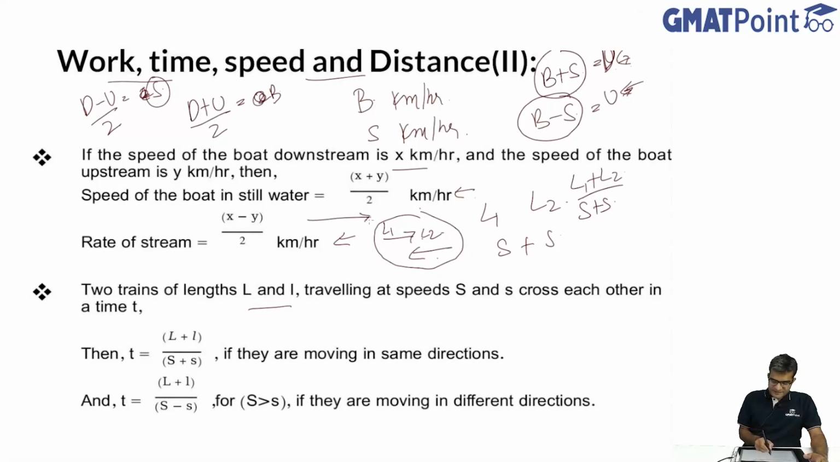If they are going in the same direction, this is one train and this is another train. Now the relative speed will be the difference between their speeds. So the time it will take will be L1 plus L2, because the distance that they have to cover is still the same. It is the sum of their lengths. But the relative speed is now the difference between their speeds, which is capital S minus small s. These are two important formulas which are often used in questions. Let us go ahead and look at some questions so that you understand this better.